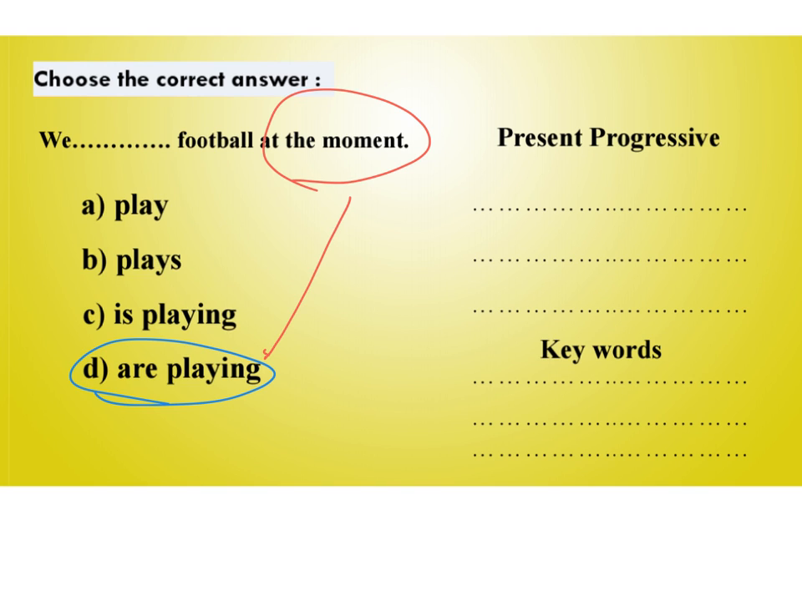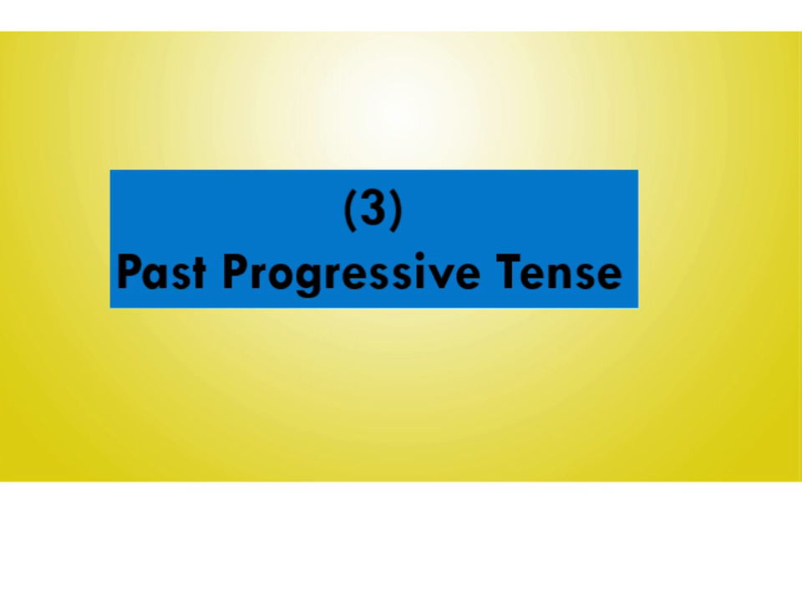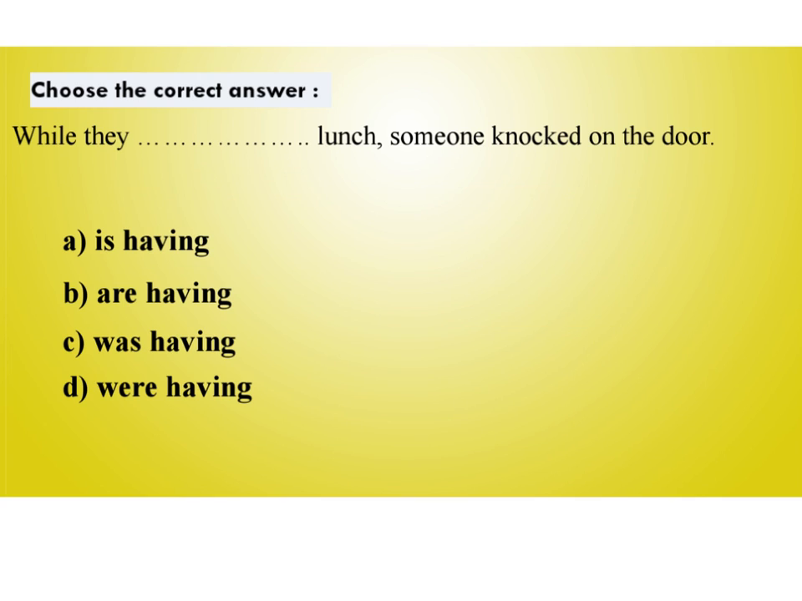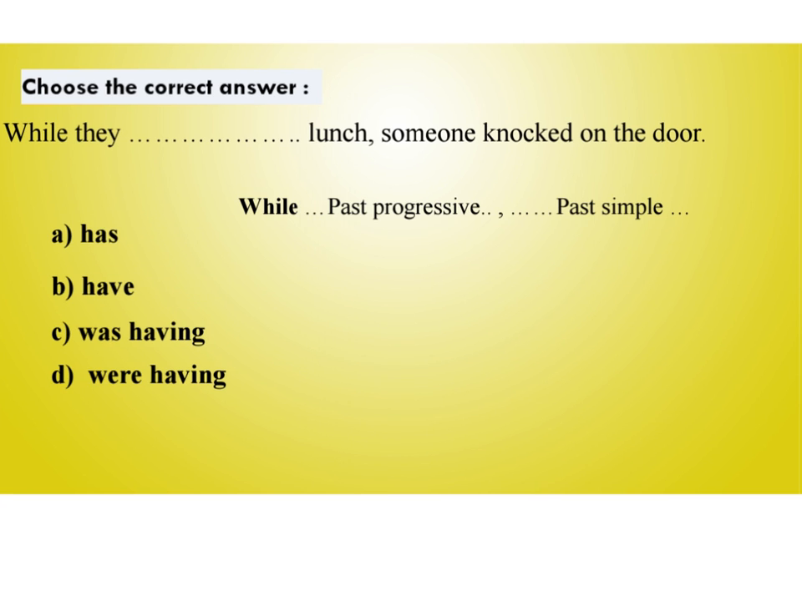And let's have a look at the subject we. We use we with are. We are playing. So the correct answer is are playing. 3. The past progressive tense. Read the question carefully, then stop the video and think of the answer.